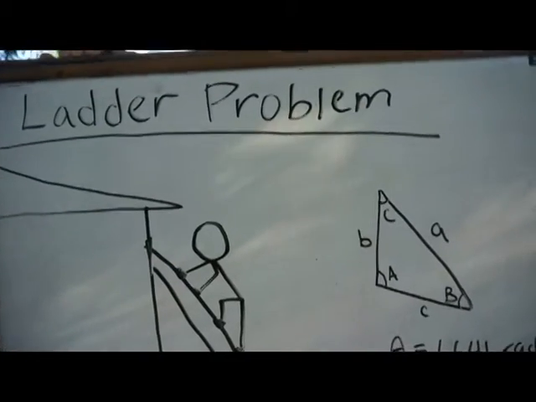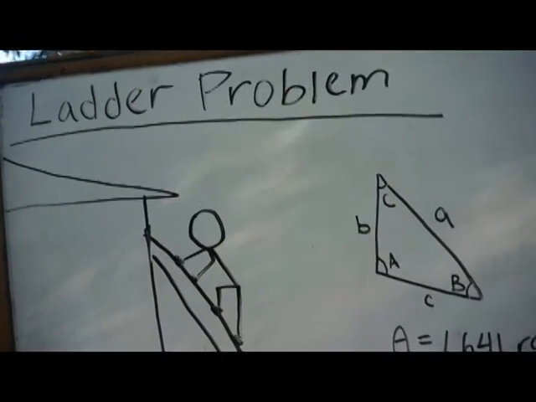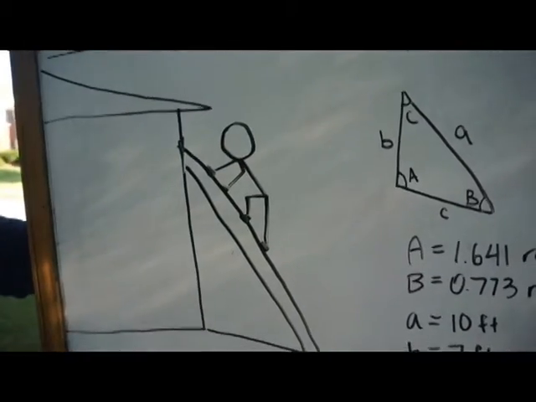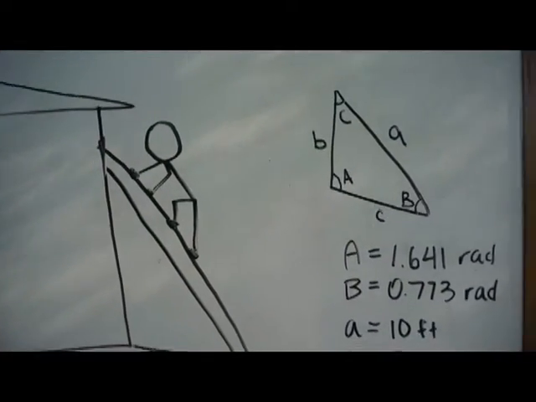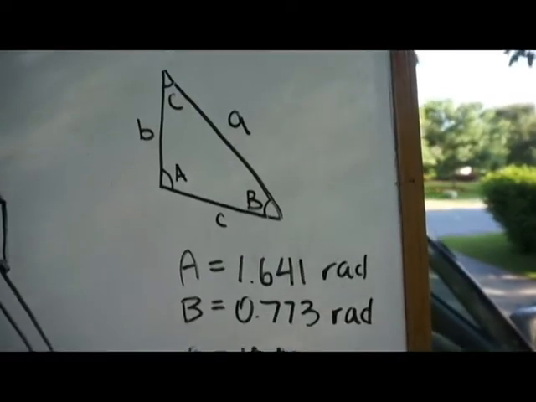Hey guys, I'm back. Using the information as shown, how fast is the ladder falling? So, as you can see, this isn't a simple right triangle.